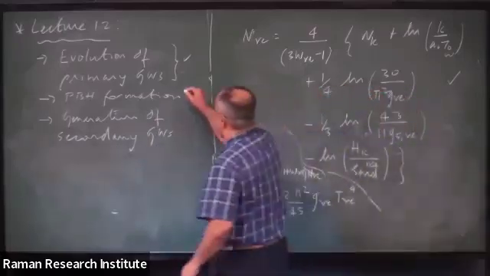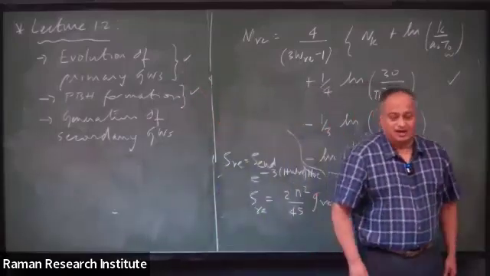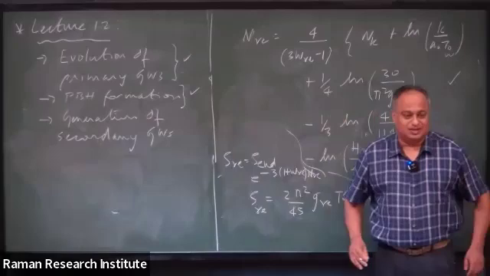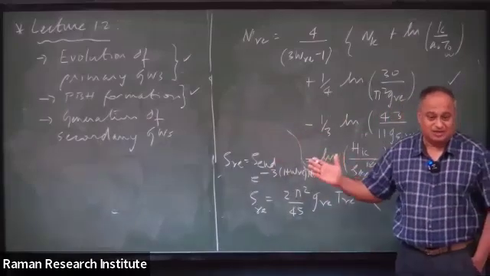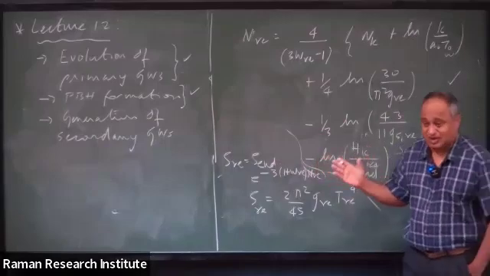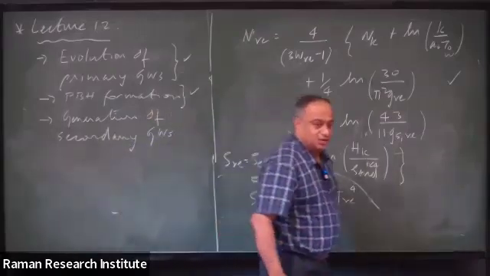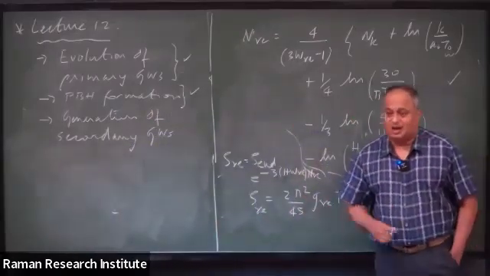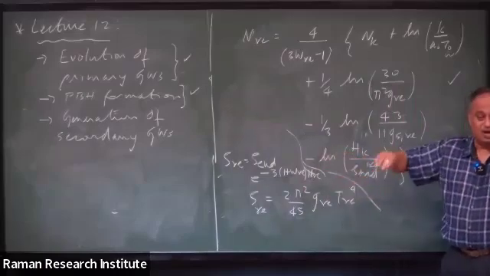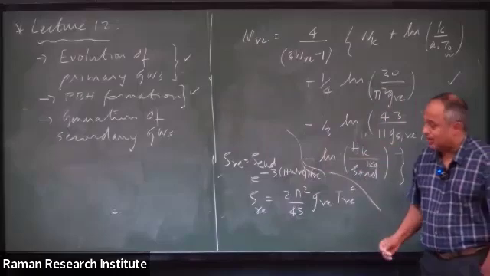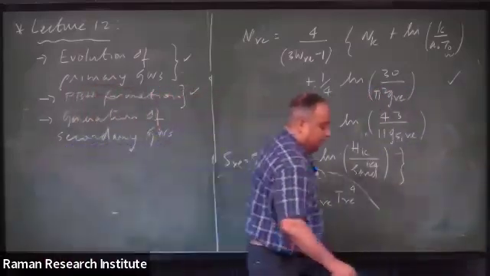I will highlight a few essential aspects of PBH formation, and I will just write some equations, wave my hands, and tell you how secondary gravitational waves are generated. We are talking about what are known as scalar-induced gravitational waves, and I have to give you some references to read to understand how the spectra are arrived at. So let's turn to the evolution of primary gravitational waves.